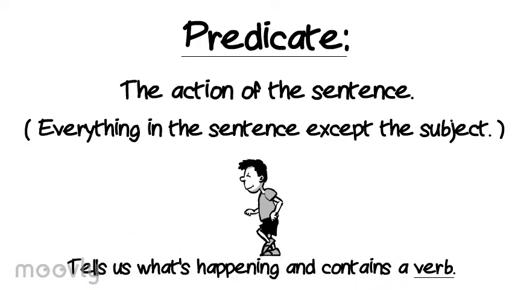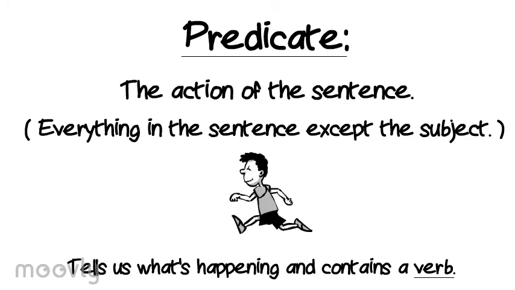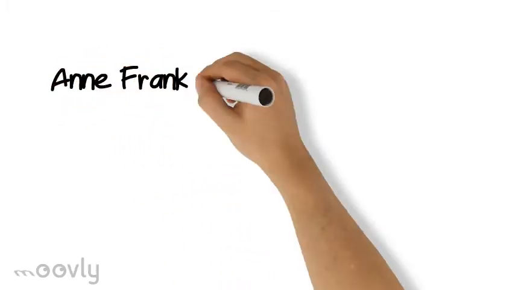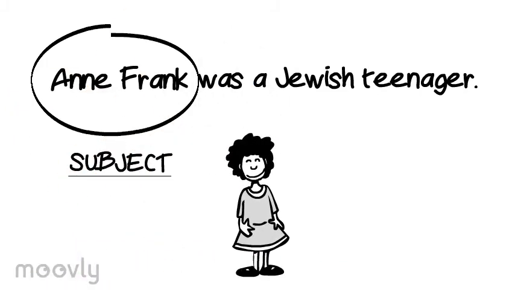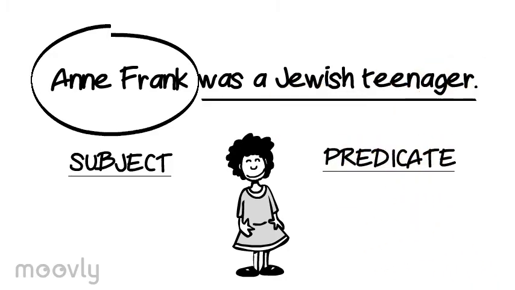Let's go back to that sentence from earlier and see if we can spot the subject and predicate. Anne Frank was a Jewish teenager. Anne Frank is the subject of the sentence because this is the thing the sentence is about. Was a Jewish teenager is the predicate because it comments on the subject and contains a verb, the verb here being was.